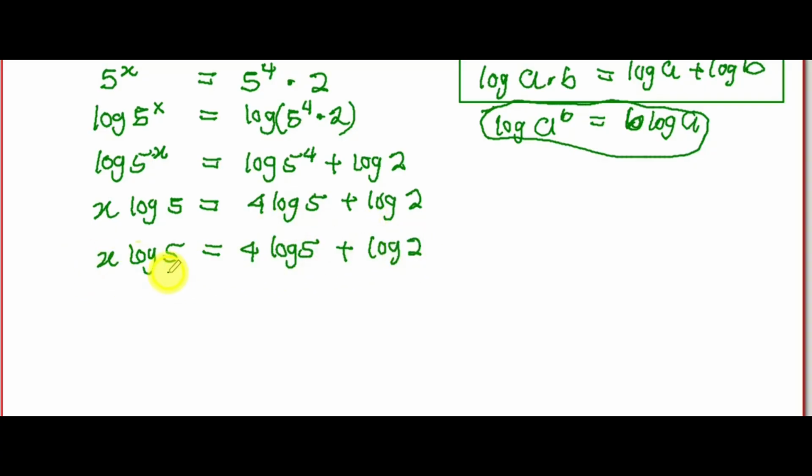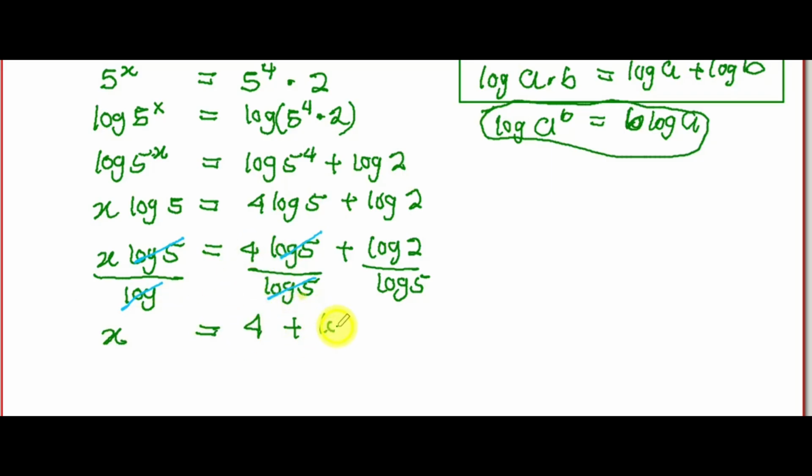So we divide through by log 5. So we have log 5 divided by log 5, and divide here too by log 5. Right, so here log 5 will cancel log 5, and log 5 here also cancels log 5 here. So we are left with x equals 4 plus log 2 divided by log 5.